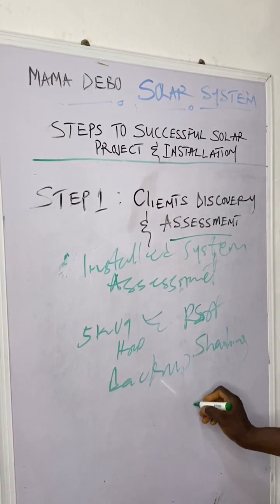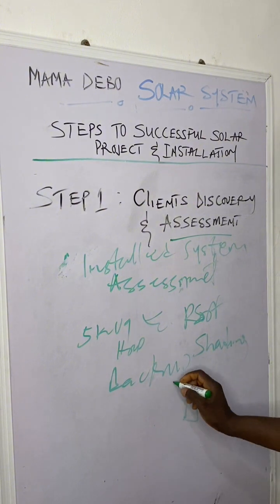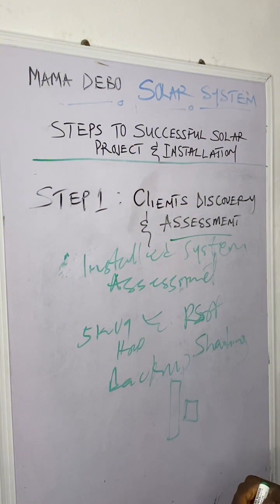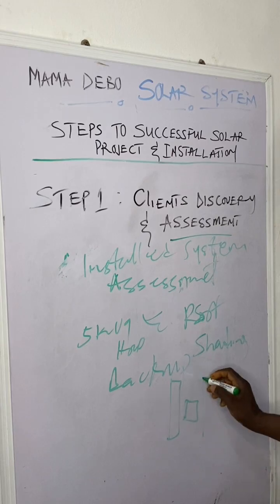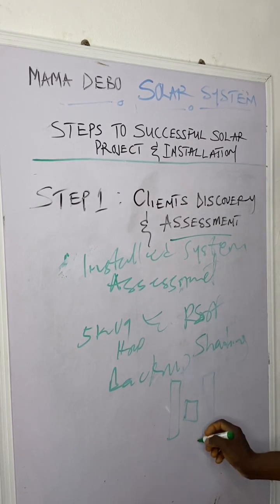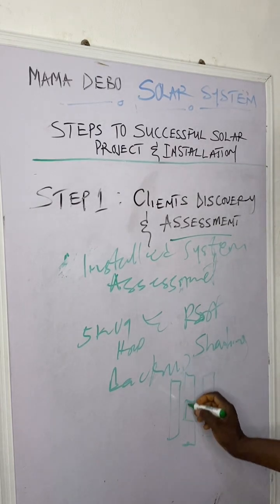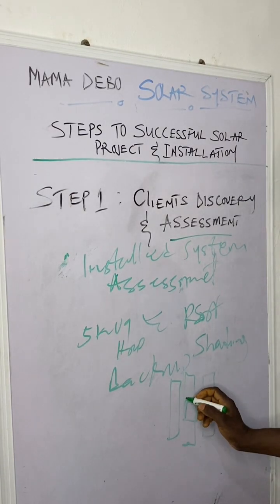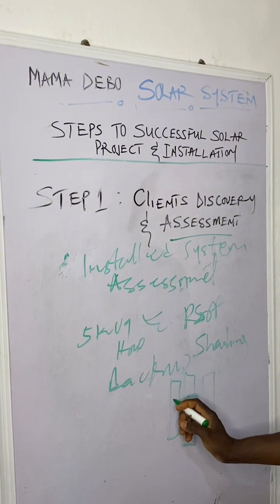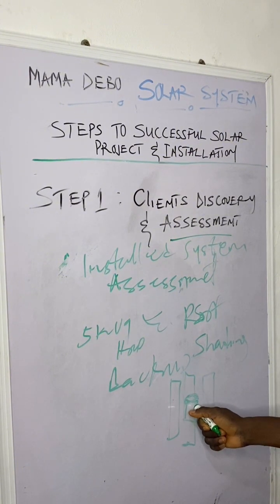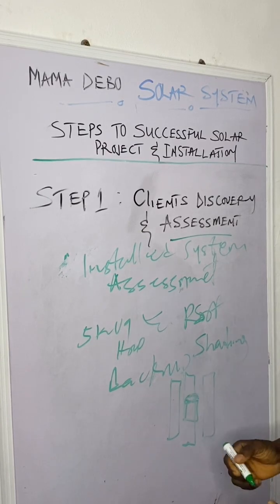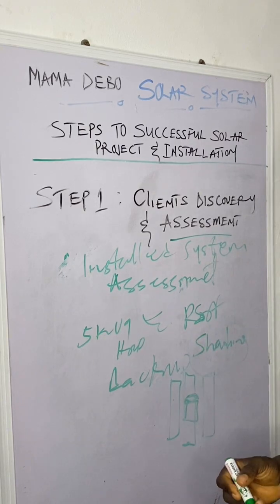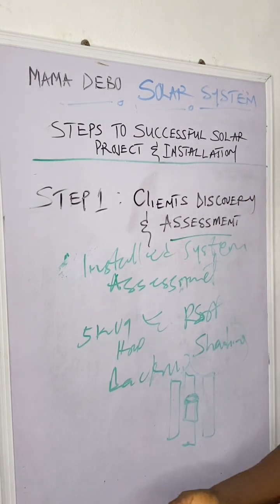Let's say your client's building is like this, and there is another building beside your client's building which is tall like this, and there is another building which is tall like this as well, and there is another building in front of your client which is tall like this. So there is high probability that if you install solar panels on this building here, this building will be covering the solar panel. Also, this building will be covering the solar panel. Likewise, the building at the front will be covering the solar panel. So you have to check for shading. Will there be shading when you install your solar system?